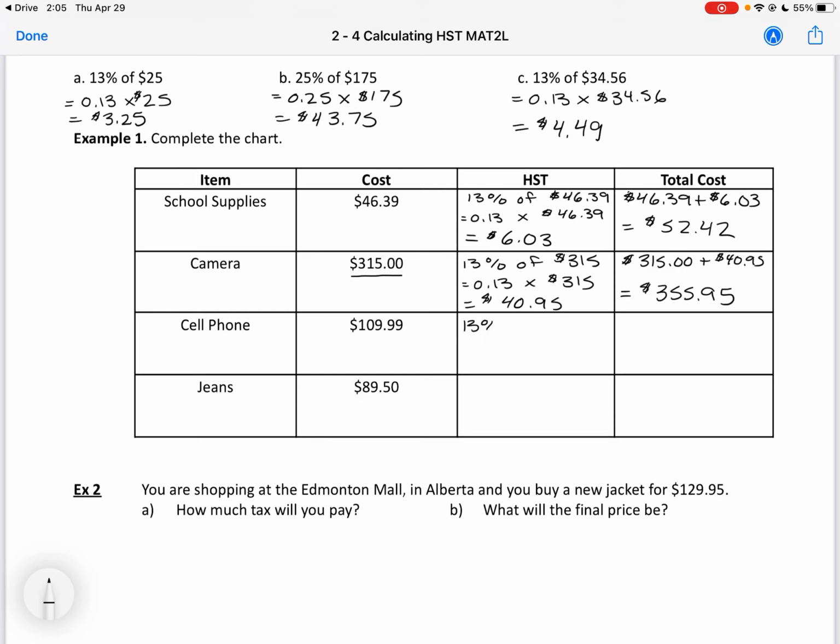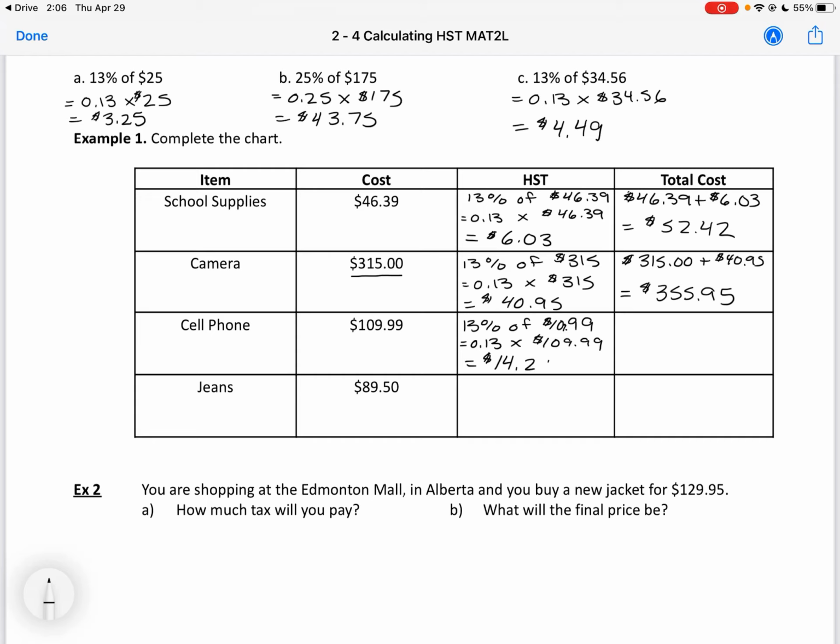For the cell phone, I've got 13% of $109.99. I'm going to change my percent to a decimal, of to a times, and then I'm going to figure out what I get when I multiply those together.